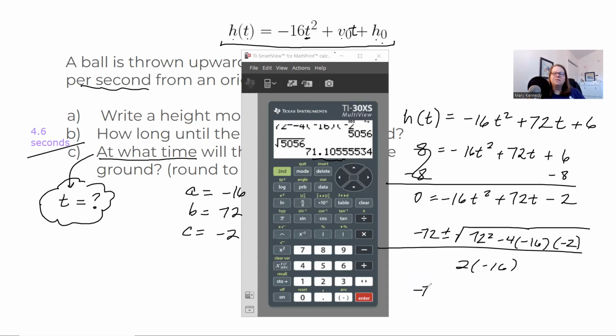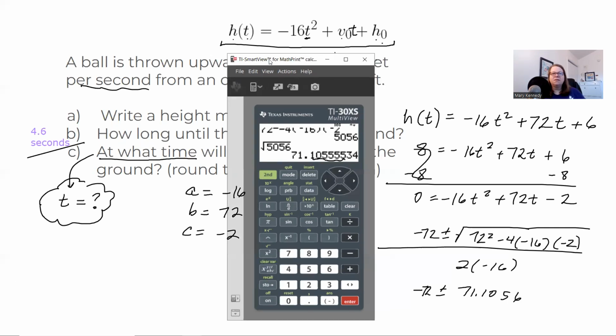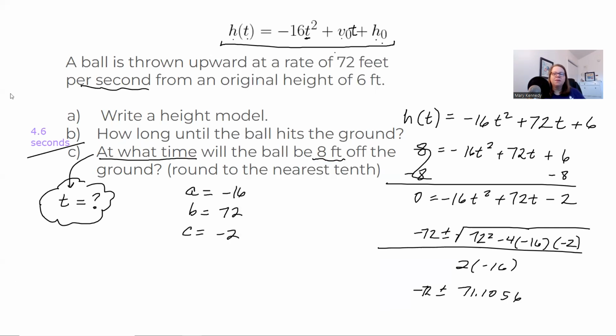So -72 plus or minus the square root of 5,056, which we just found is about 71.1056. I know the directions say to go to the nearest tenth, but I don't want to round twice any more than I have to. So I'm going to keep a longer decimal for now, just to keep it more exact. And 2 times -16 is -32.